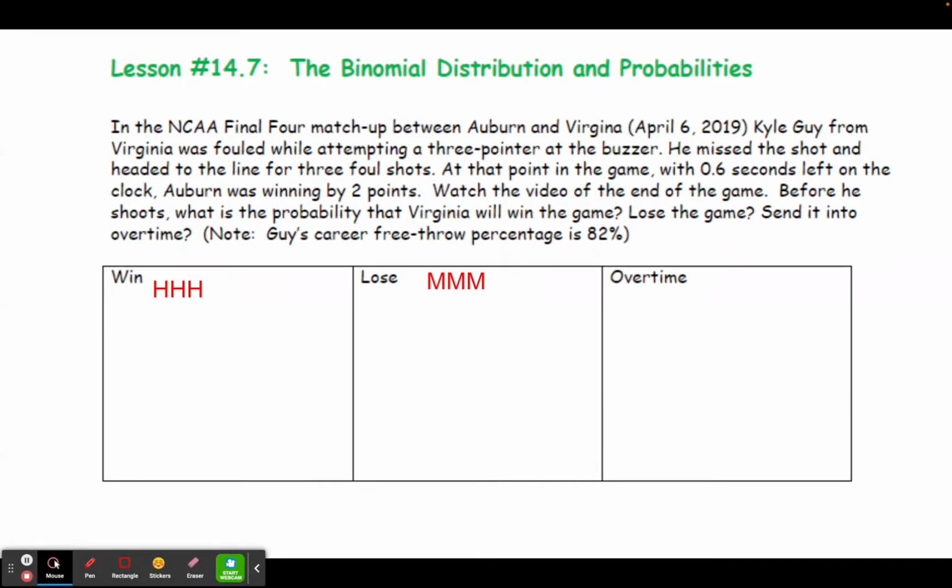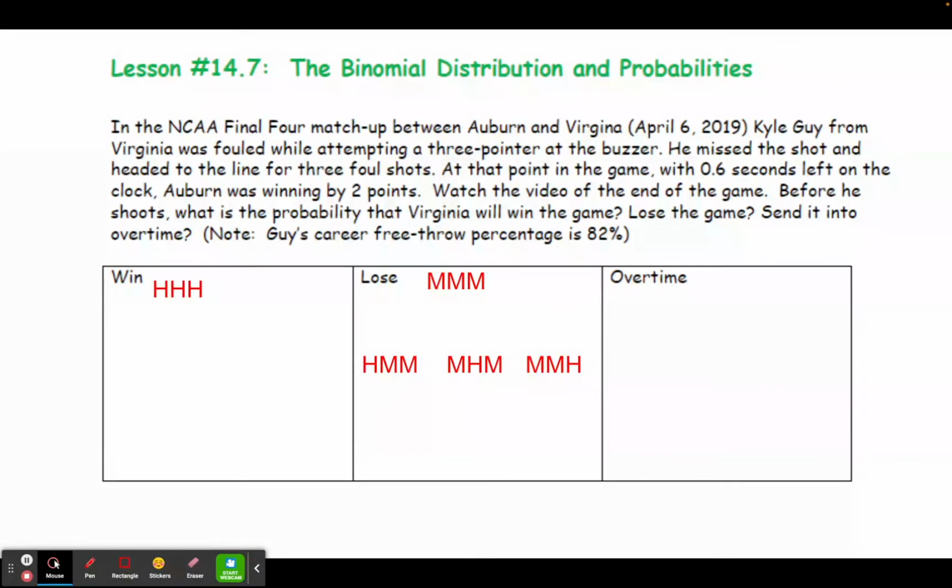But there's another way that they could lose the game. It's possible, for instance, that he might make the first shot, but then miss the last 2, and that would make them lose by 1 point. However, he might miss the first one, hit the second one, and then miss the third, or he might miss the first 2 and make the third. Either way, all of those scenarios will result in a loss. So there really are 4 different ways that they could lose this game at this point.